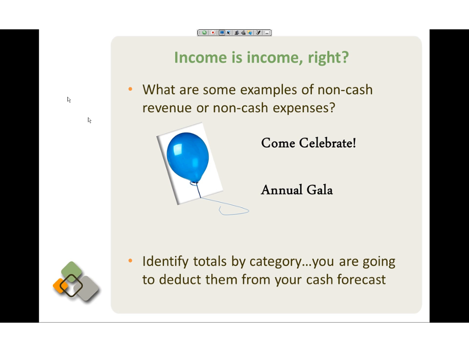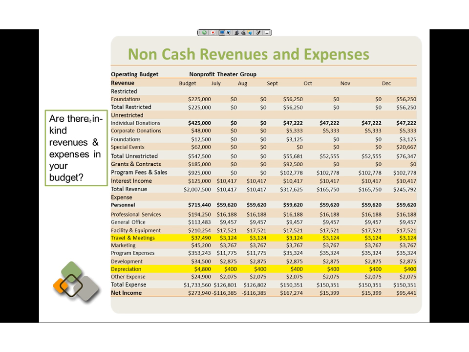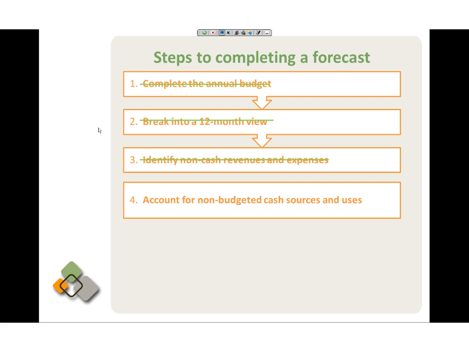When it is an in-kind donation or an in-kind expense, these need to be identified by category because you need to deduct them. They're not cash items. The money doesn't come into your account, nor does it go out. Once you've identified all of these, you want to deduct that from the number that you're going to use for your cash flow forecast.